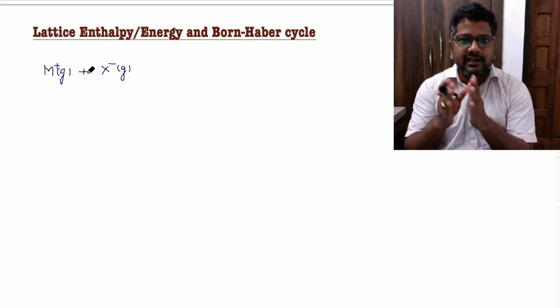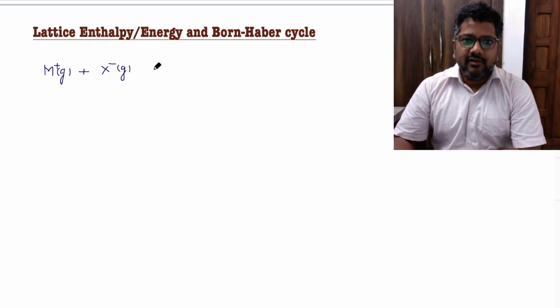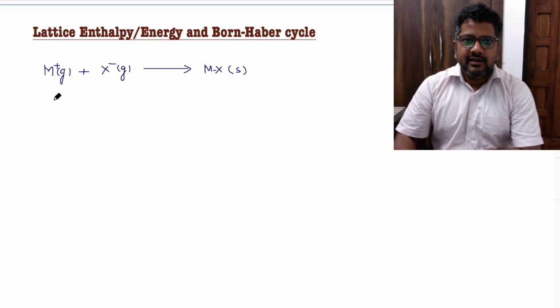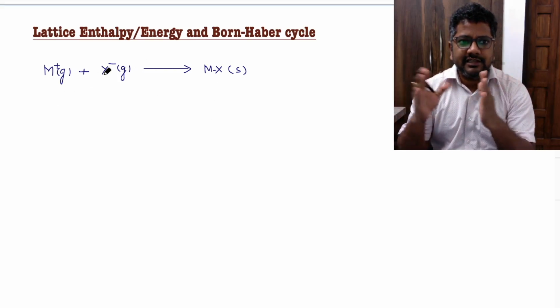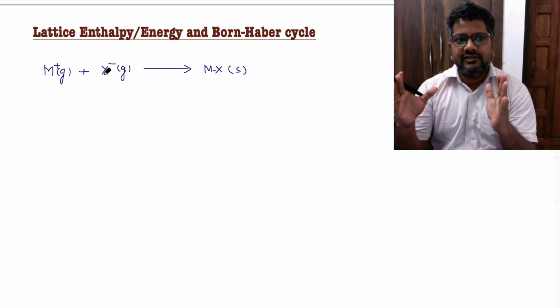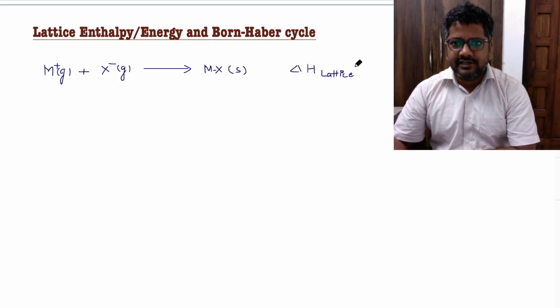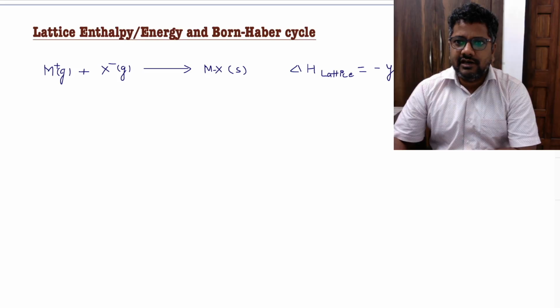So when the cation and anion, both in gaseous state, combine with each other to form the lattice of MX solid, whatever energy changes in this whole process is called delta H lattice. Initially they were kept at infinite distance, M plus gas and X minus gas, so there is no potential energy between them. Right? So you always get this lattice enthalpy as negative, suppose minus y kilojoules per mole.